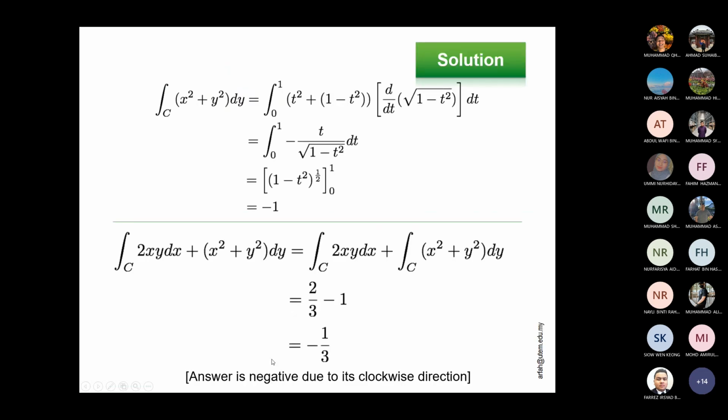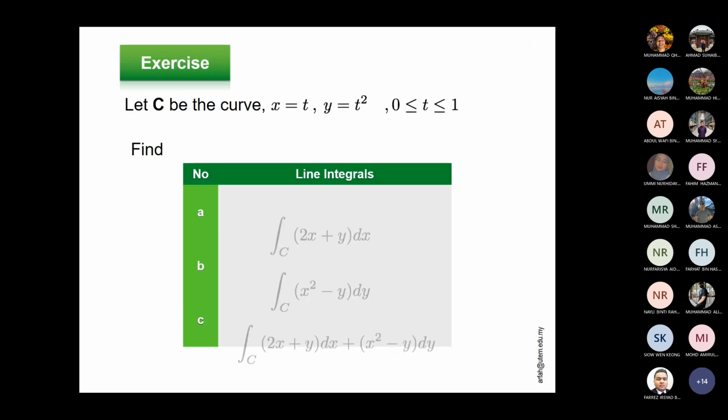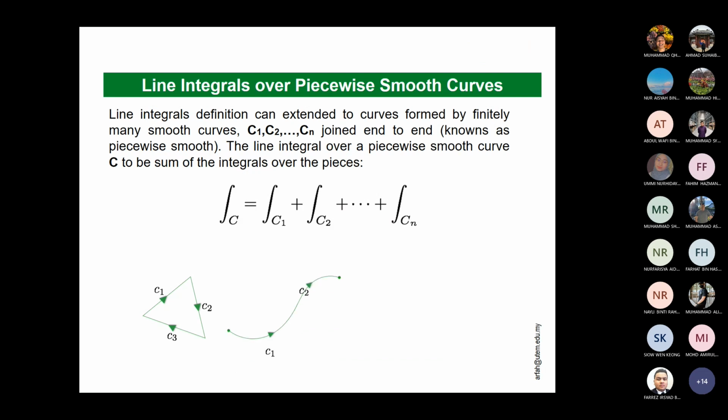So due to clockwise. And the other way around, if the rotation is counterclockwise, then the integration over the curve C, the line integral, will have a positive answer. If you have a very complicated curve like this, and you want to find the line integral for this given piecewise smooth curve, then you are going to portion each part of the line integral. So you are going to have C1, C2, and also C3.